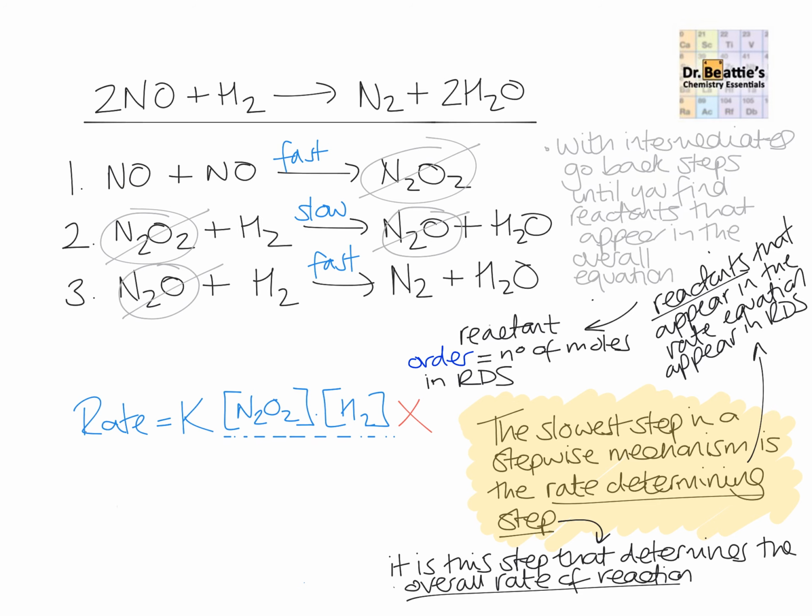So your task here with any intermediate is to go back steps until you find reactants that appear in the overall equation. Now NO and NO do appear in the overall equation. So really our rate equation, to be correct, should read like this. So the parents of the N2O2 are 2 molecules of NO. So we know that it's second order to NO. And then also we've got hydrogen here.